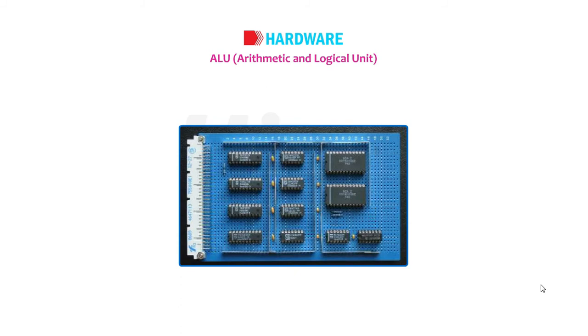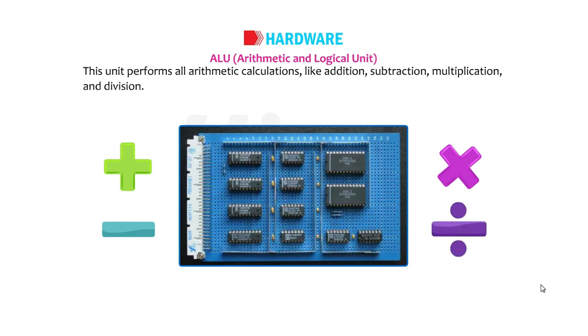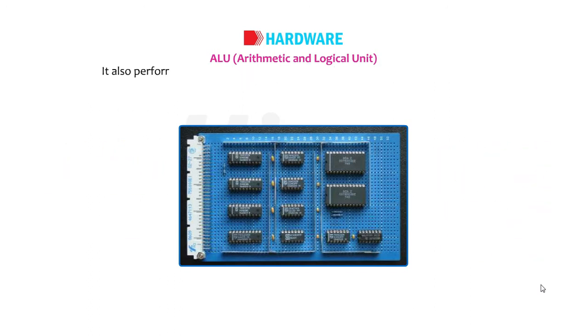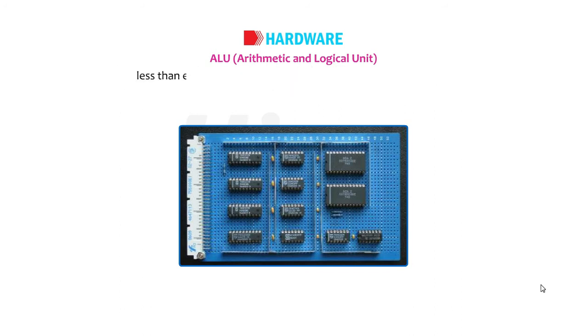ALU, Arithmetic and Logical Unit. This unit performs all arithmetic calculations like addition, subtraction, multiplication and division. It also performs logical operations like finding the greater number, smaller number, greater than or equal to, less than or equal to, equal to and not equal to numbers.